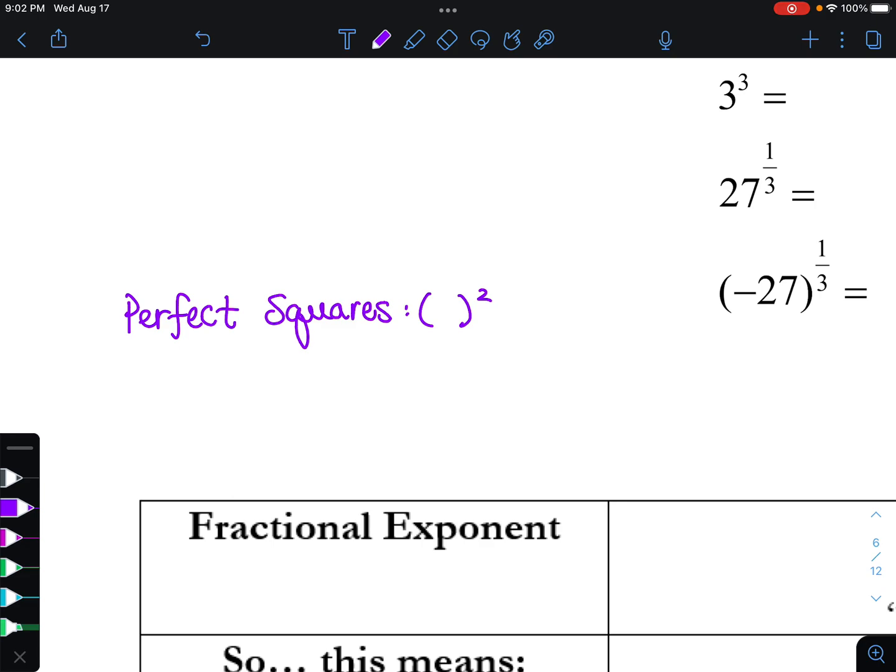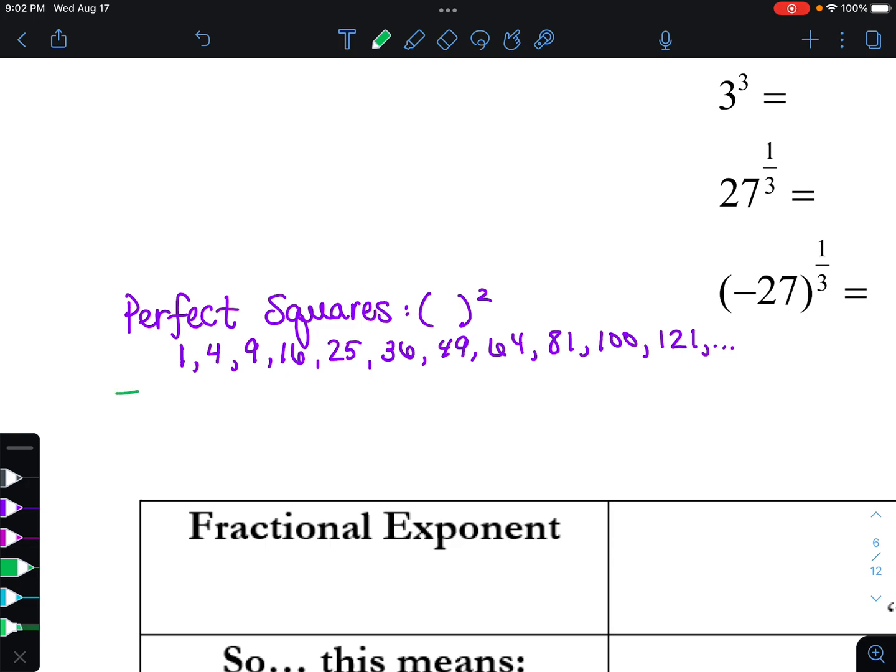So our perfect squares, 1 squared is 1, 2 squared is 4. Go ahead and write these out all on your own. You should know these already. I believe we did this already in class. 64, that's 8 squared, 9 squared. Okay, and I assume you guys know all of your perfect squares.